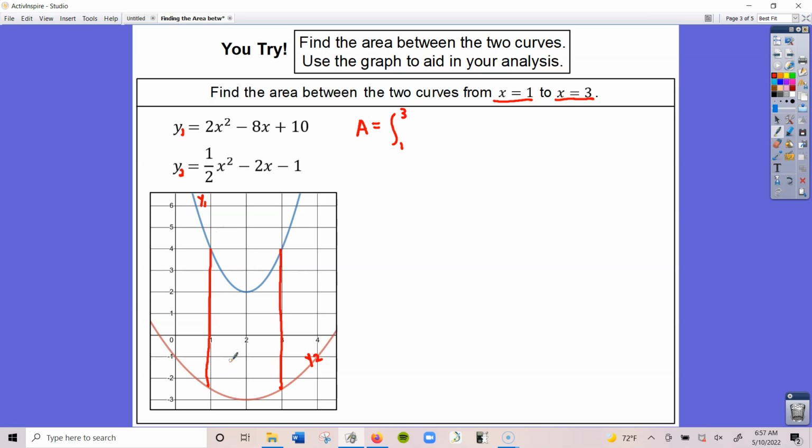Another way to distinguish between these two functions is by this number here. This is the y-intercept. So here, this would be a y-intercept of 10, which even though we don't see the graph, you can see that this is going to keep going up and it's going to hit the 10 on the y-axis. And then here, the y-intercept is -1, which you can see here on this graph. So that's another way of distinguishing between the two functions. So I'm going to do my high function, which is y1, minus the low function, which is y2.